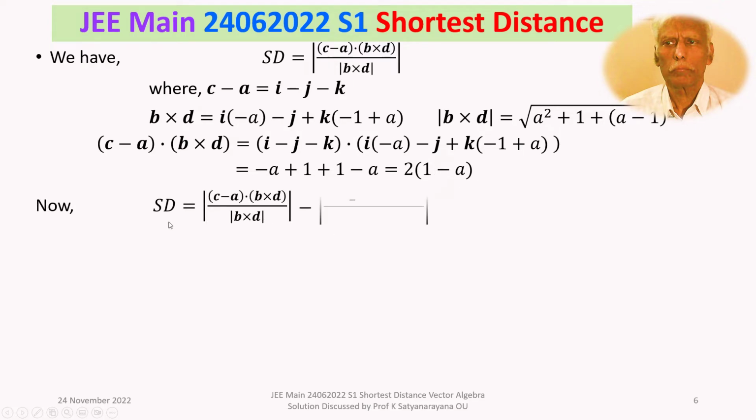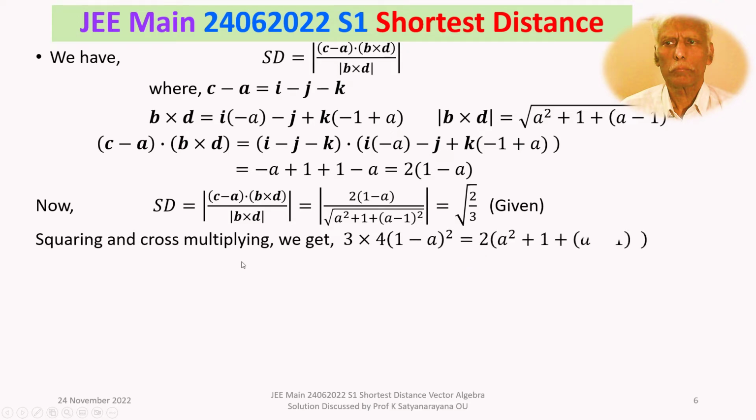Now we are ready for the computation of the shortest distance. That is equal to the modulus of (c - a) dot the vector b cross d, divided by the modulus of b cross d. The numerator we have already calculated, that is mod of 2(1 - a), divided by √(a² + 1 + (a - 1)²), and that is given to be √(2/3). Now square it and cross multiply: we get 3 into 4(1 - a)² equals 2 into (a² + 1 + (a - 1)²).